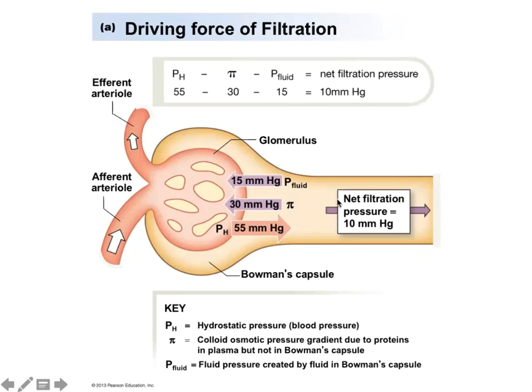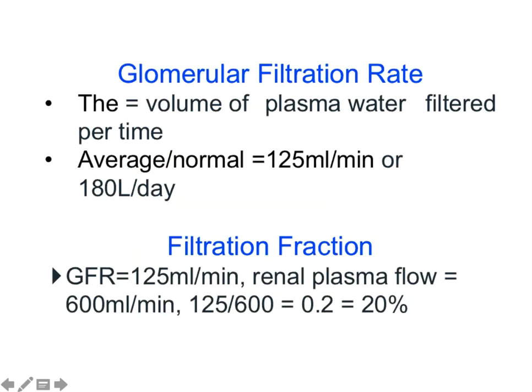Okay, so this is the driving force for filtration. And the filtration rate is called the glomerular filtration rate. Clinically, we use this to represent your kidney function. It's about 125 ml per minute or 180 liters per day. Usually they like to use liters per day. And that's a lot. You have about 5 liters of blood and 180 liters per day. So you clean all the blood in less than 30 minutes. It's been cleaned once.